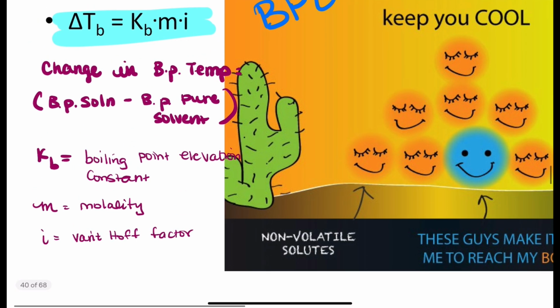The biggest thing is that for that change in TB, this needs to be a positive number. I don't care if your boiling points are both negative. Your delta TB needs to be a positive number here. So take the bigger number, subtract the smaller number. Or remember solution minus solvent.